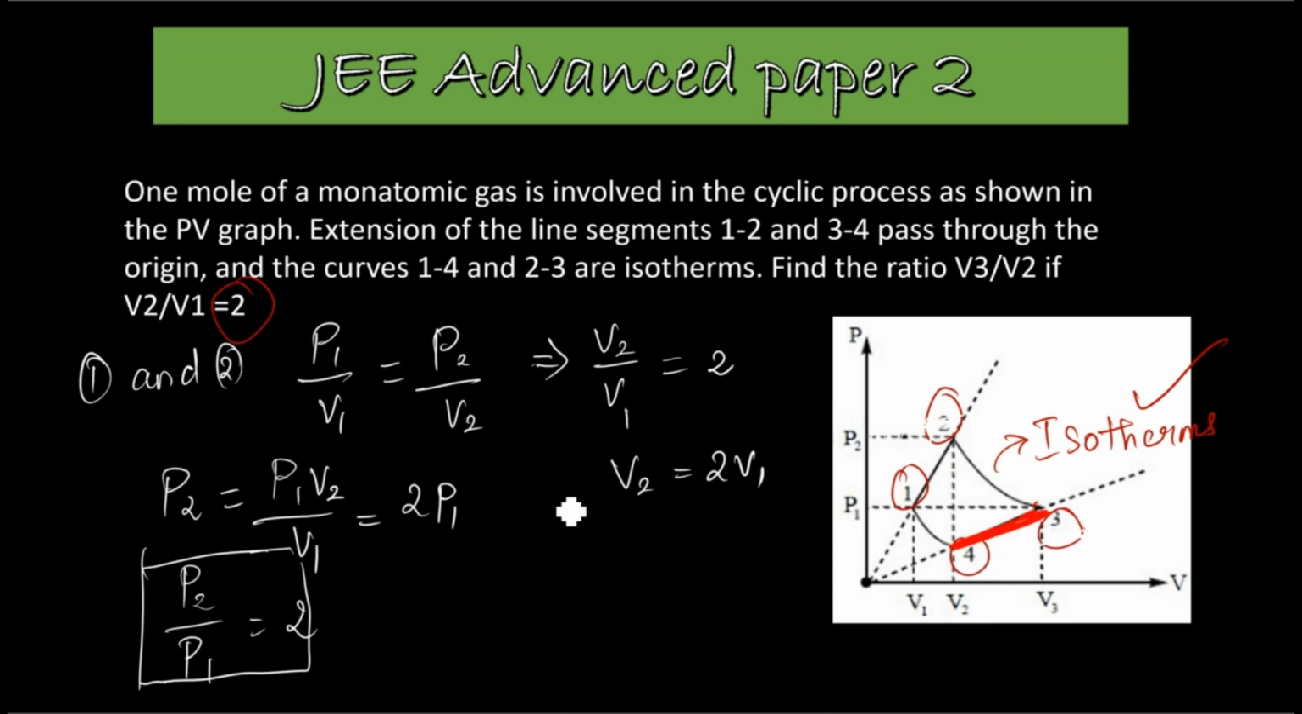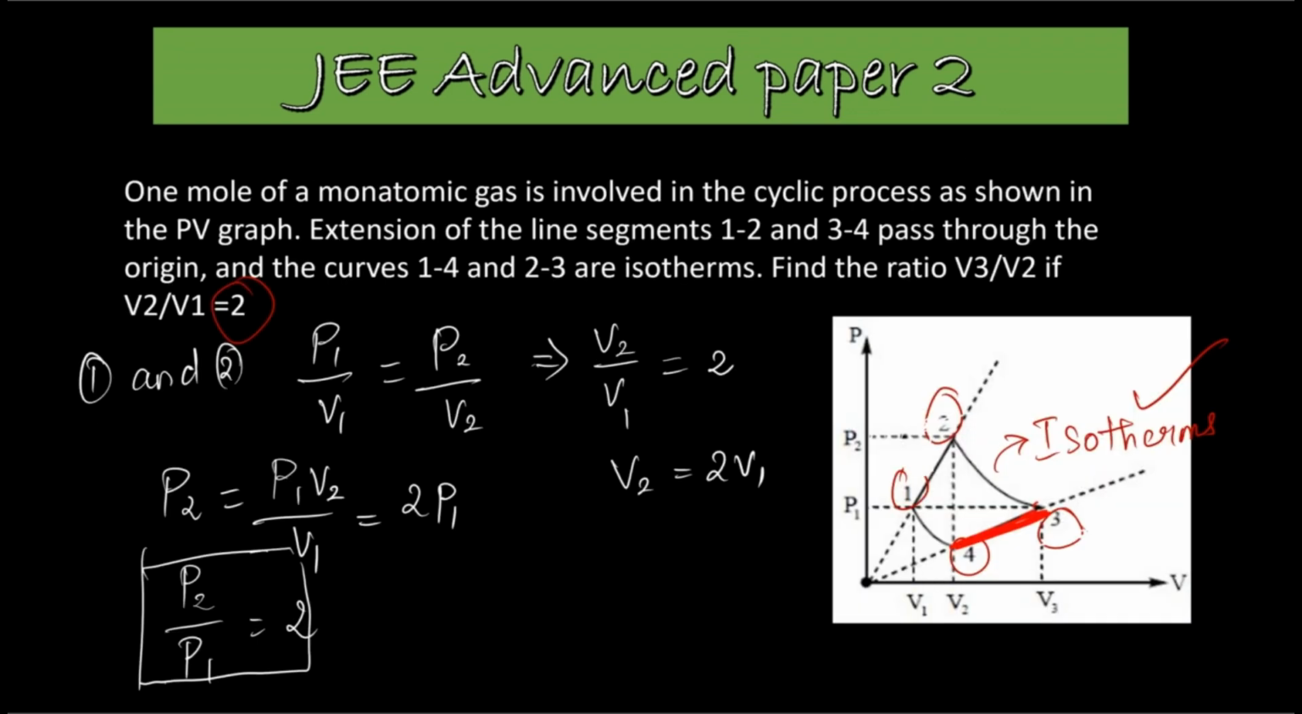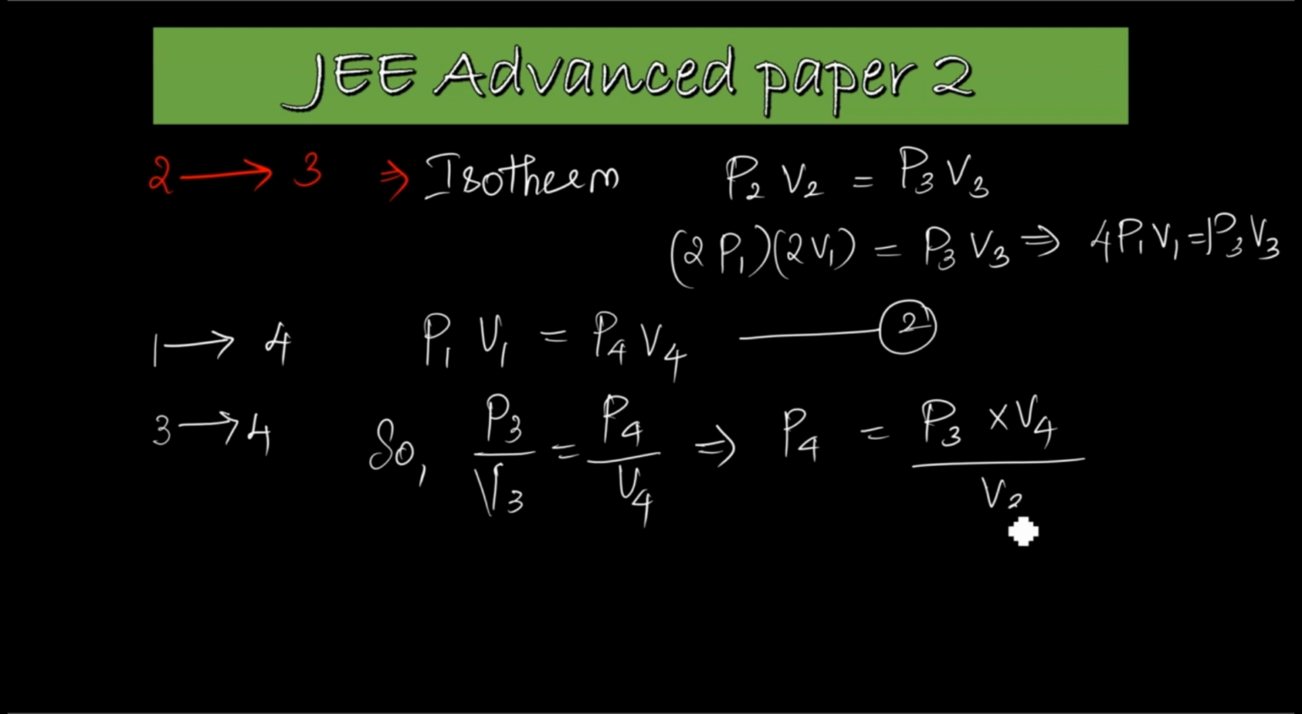3 to 4. But 3 to 4 I have, which is passing through the origin, right? 1 to 2 and 3 to 4 are passing through the origin. Then in that case I am having P3, V3, P4, V4, which will give you P4 as P3 V4 by V3, right?